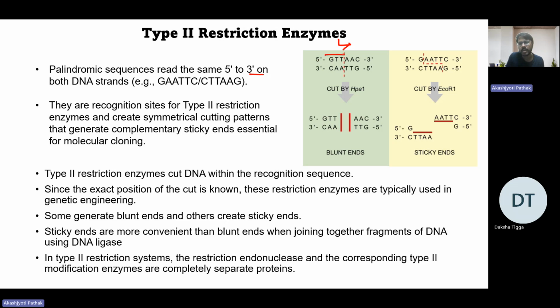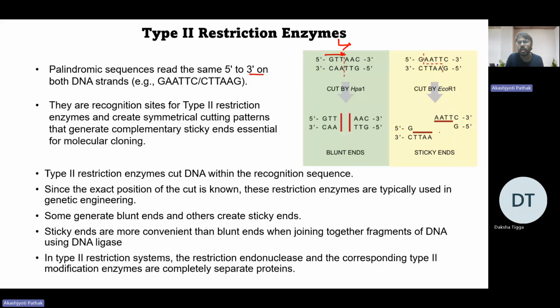So this is your upper strand, and this is your lower strand. Reading in the 5 prime to 3 prime direction, the upper strand reads the same as the lower strand does in its 5 prime to 3 prime direction. So they are the recognition sites for type 2 restriction enzymes and create symmetrical cutting patterns that generate complementary sticky ends, essential for molecular cloning. If in the upper strand it is cutting between the G and the A nucleotide, then in the lower strand it will also cut between the G and the A nucleotide.